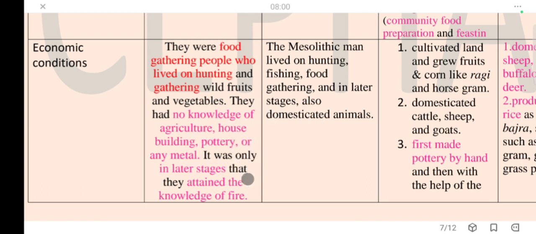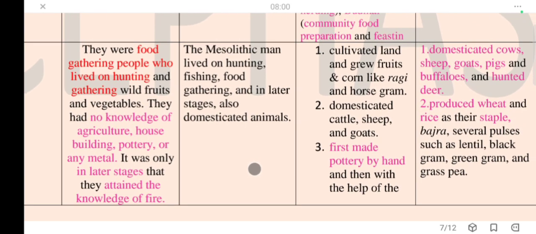It was only in later stages, that means the Mesolithic age, Neolithic age, and Chalcolithic age, that it developed. So they attained the knowledge of fire. Yes, they knew fire, but they didn't know agriculture, house building, pottery, or any metal. And the Mesolithic man lived on hunting, fishing, food gathering, and in later stages also domesticated animals. We'll discuss the social conditions next.